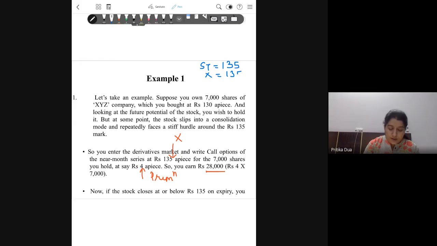So now the profit or payoff will be: you purchased these shares for 130. You are able to sell them for 135. So 5 rupees per share is the profit. 7,000 शेयर्स पे 35,000 का आपको प्रॉफिट हो जाएगा plus 28,000 that you have earned by selling this call option contract. So that makes a total of 63,000 as the net profit from the contract. So you are able to enhance your profit by 28,000, which was the premium on the call option writing.